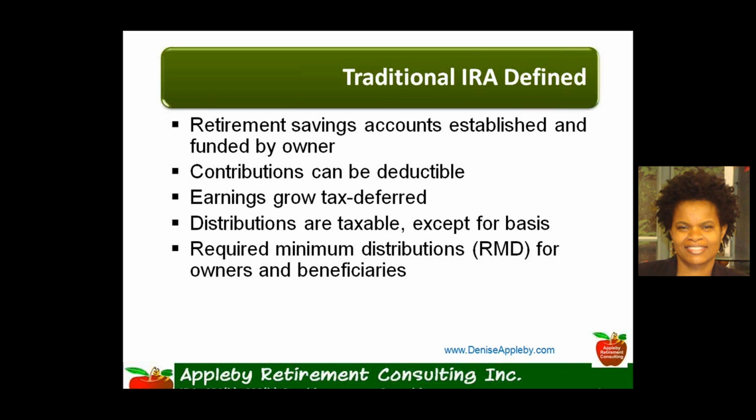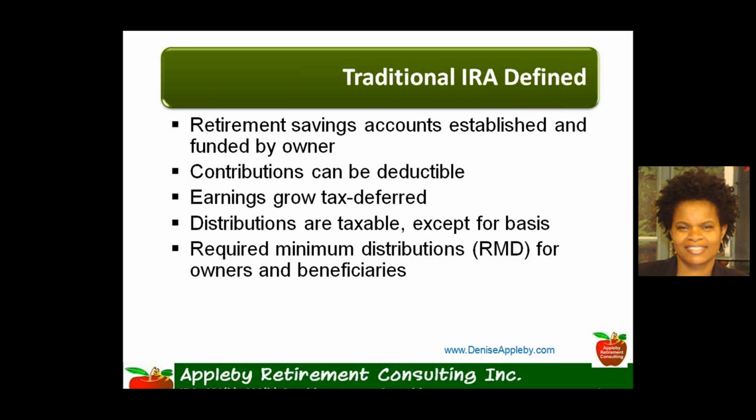Now, there are many features and benefits that apply to both the traditional and the Roth IRAs. And usually, what we try to focus on is the similarities as well as the differences, because it's the differences that make the distinction between the two and help the individual to determine which of the IRAs is more suitable. So an IRA is a retirement savings account that is established and funded by the owner, unlike an employer-sponsored plan. Contributions can be deductible, and we'll talk about when contributions can be deductible. Earnings grow tax-deferred, and distributions are taxable except for basis.